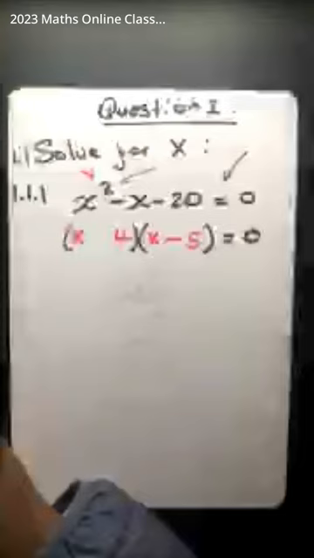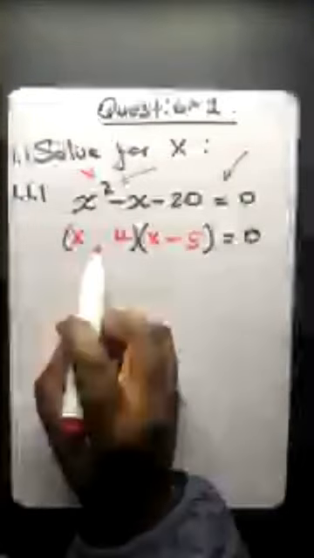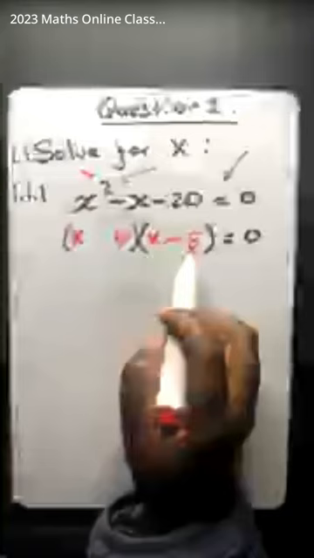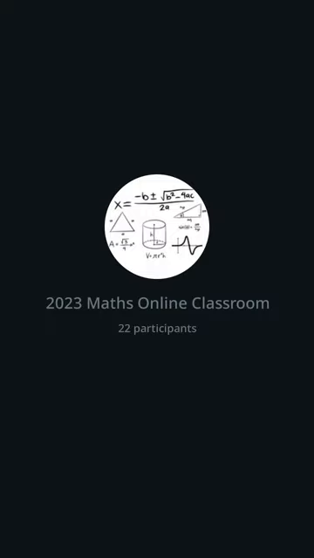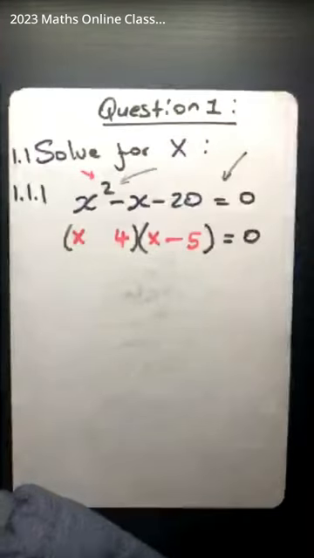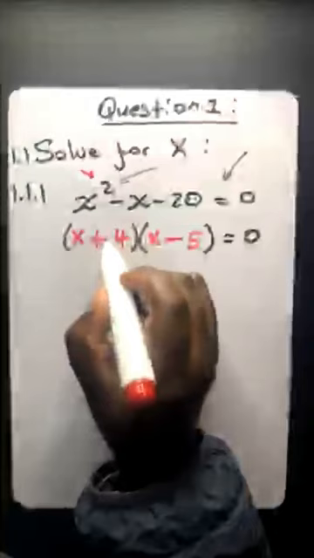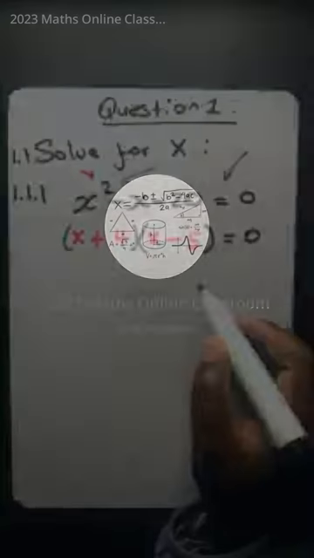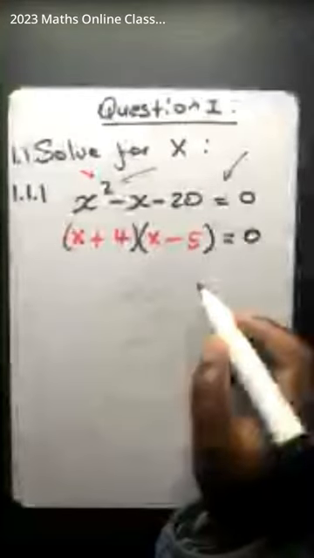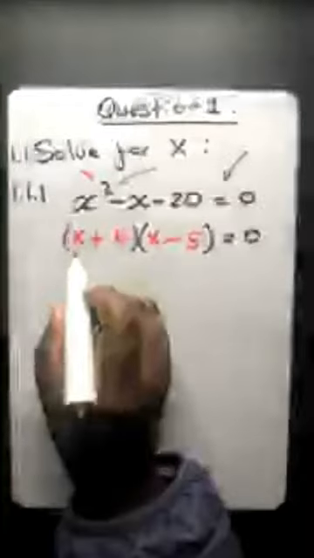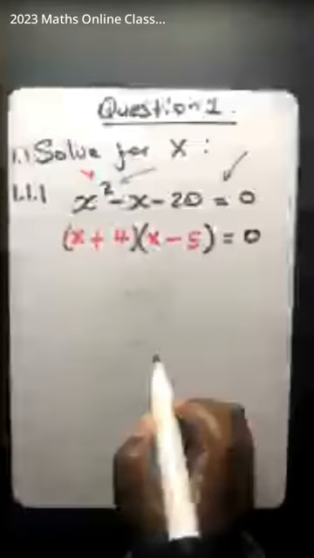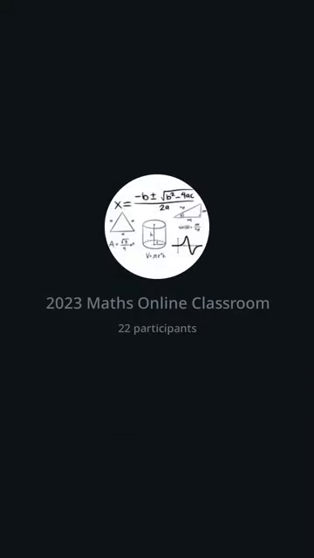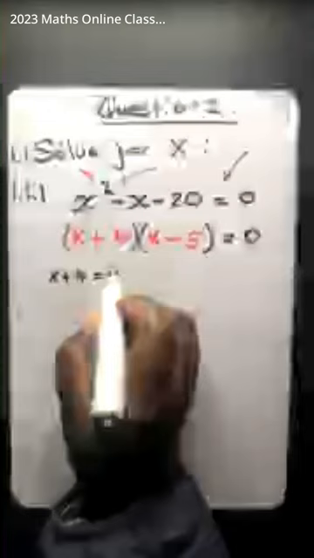Now, what sign should be there such that when we multiply that and that, it gives us negative 20? Is it positive or negative? It's positive. I fully agree. It's positive. So can you see? You have successfully factorized that problem. Now we can say the whole of that equals zero. So x plus 4 equals zero, and then you transpose.